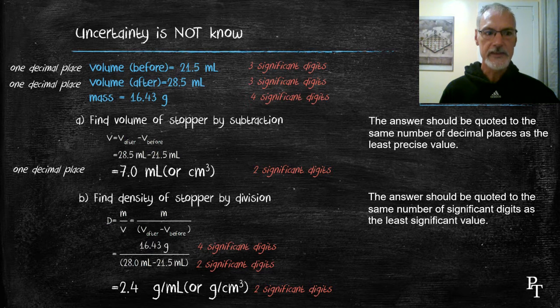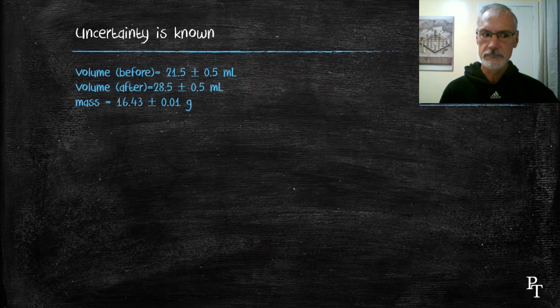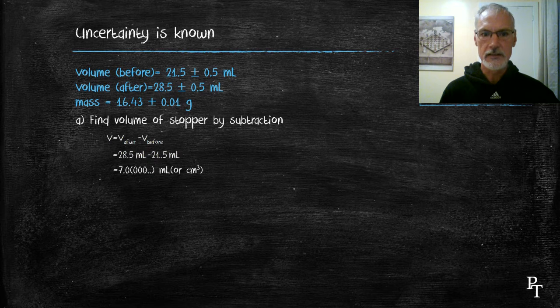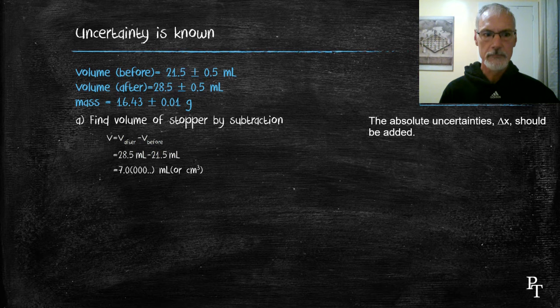Now, if the uncertainty is known, we handle the problem differently. First off, to find the volume of my stopper again, I subtract the two. Now here I'm writing down 7.0 with a bunch of zeros in brackets to indicate that I don't want to have any rounding off error, because perhaps you had more complicated volumes than what I had. But the idea here is you don't want to do any rounding off till the very end of your calculation. The absolute uncertainties in this case should be added together. So in this case, the 0.5 and the 0.5 are added together to indicate the uncertainty in my final answer is plus or minus 1 milliliter.